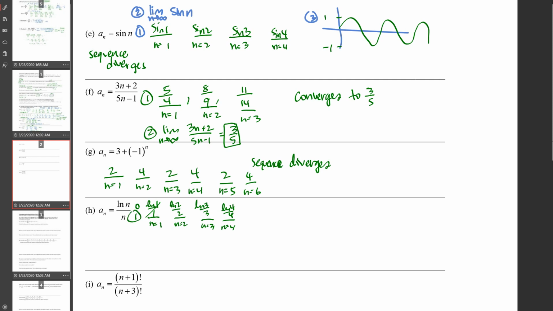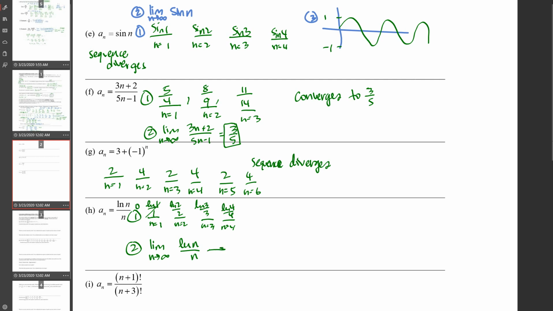So remember, this is just one way to do the problem. The second way to do the problem is actually to take the limit of this expression to find if the sequence converges or diverges. If I take the limit of this, is this helpful? Well, if I plug in infinity, I'll get infinity over infinity, right? And so I could invoke L'Hopital's.